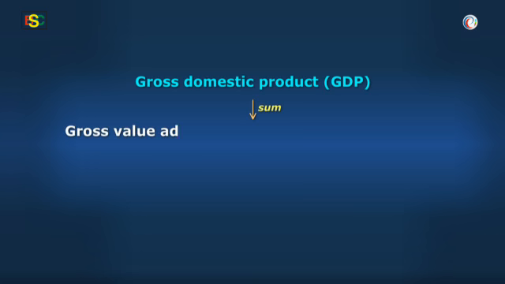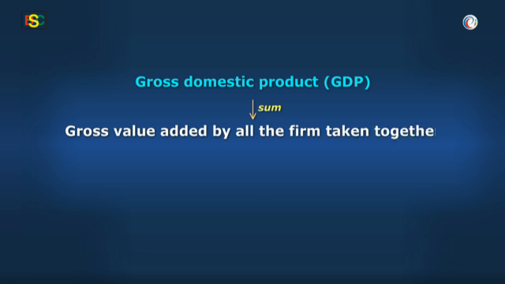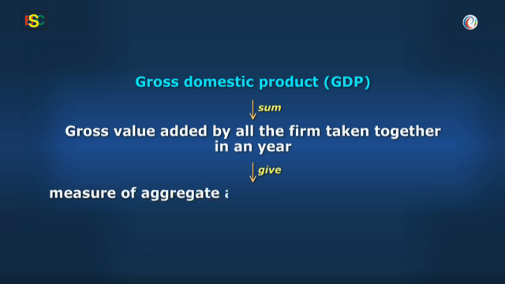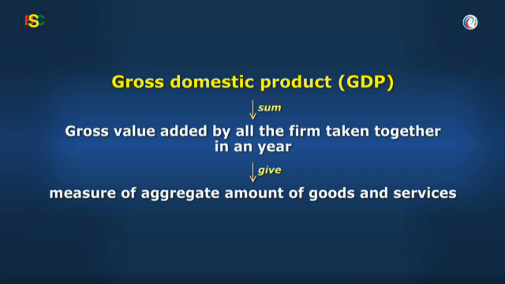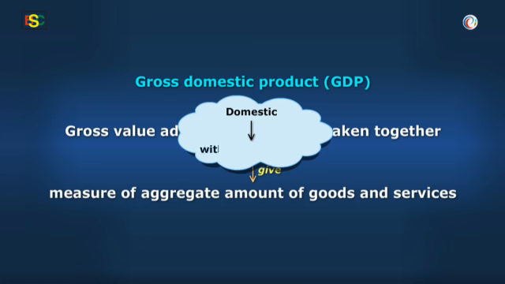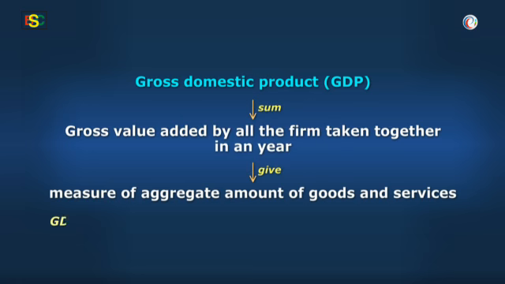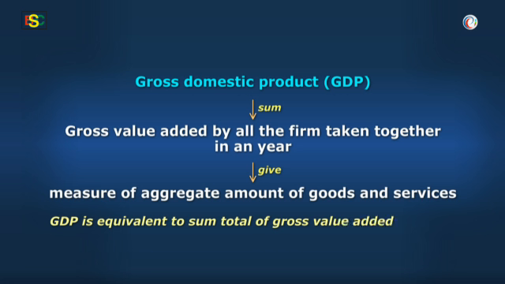Now we will discuss gross domestic product or GDP. If we sum the gross value added by all the firms taken together in a year, we get a measure of the value of aggregate amount of goods and services produced by the economy in a year. Such an estimate is called gross domestic product, GDP. Domestic means within the country. Thus, GDP is equivalent to the sum total of gross value added of all the firms in the economy.